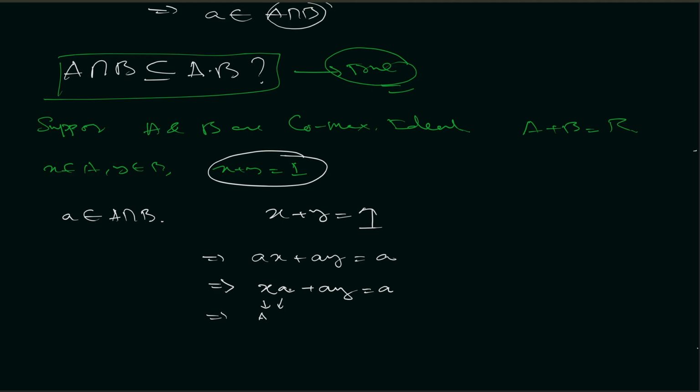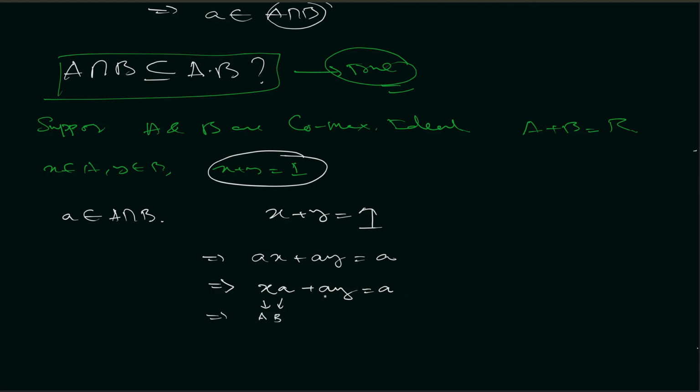I want something. What I need, a is in A, but that's okay. I don't need a to be in A, and this will help me. So if I consider this a to be in A, that will not help us. But if I consider this a is in B, because a is in A intersection B, that means a is in A as well as a is in B, so I can consider this is in B.